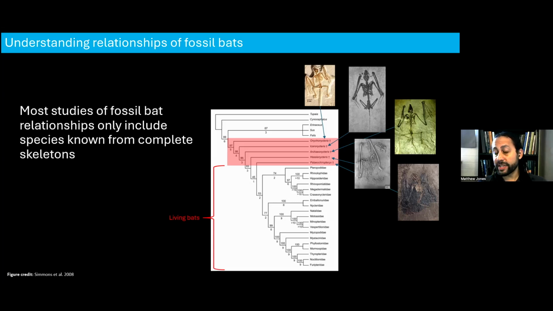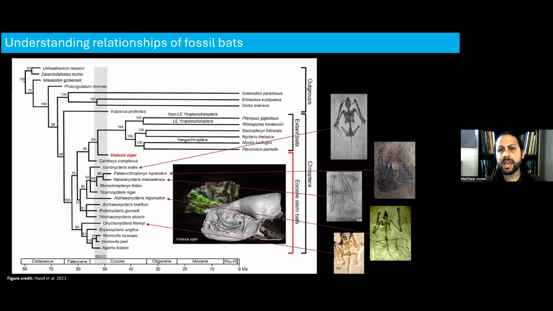However, more recently, we've started adding a lot of more fragmentary bats to these analyses, and we start to get a more complicated picture of how these fossil bats are related to living bats. So here's a really cool study that came out just last year. And you can see those same 5 bats highlighted on this image.